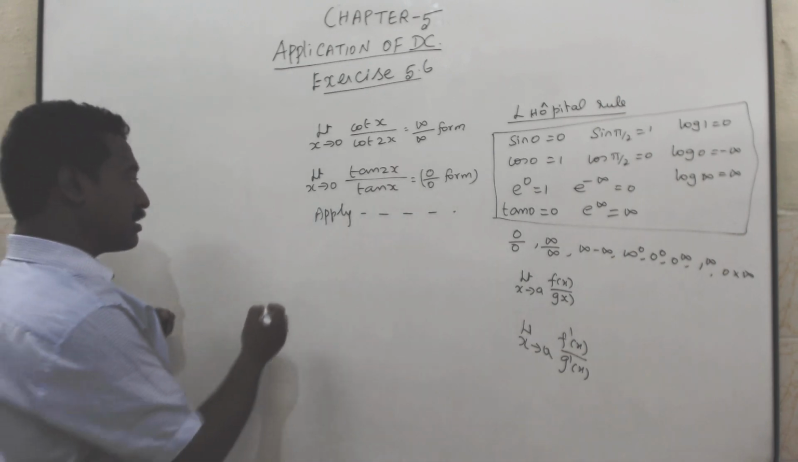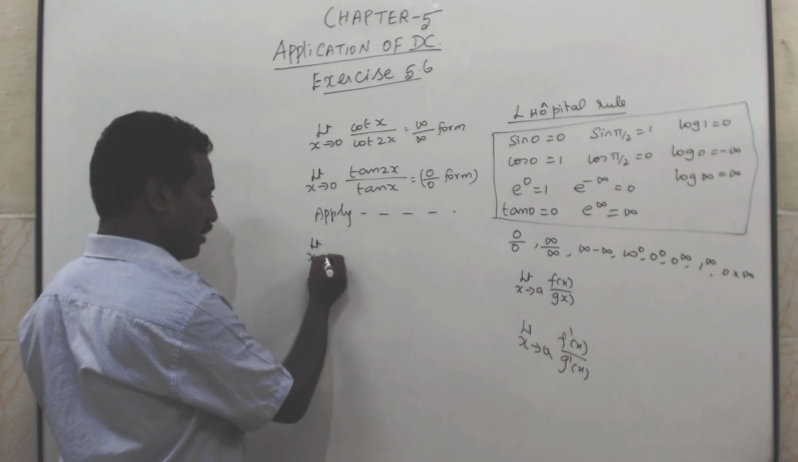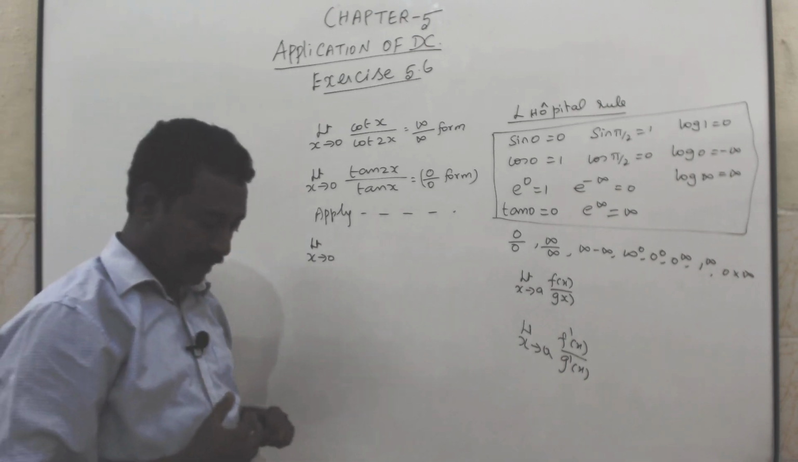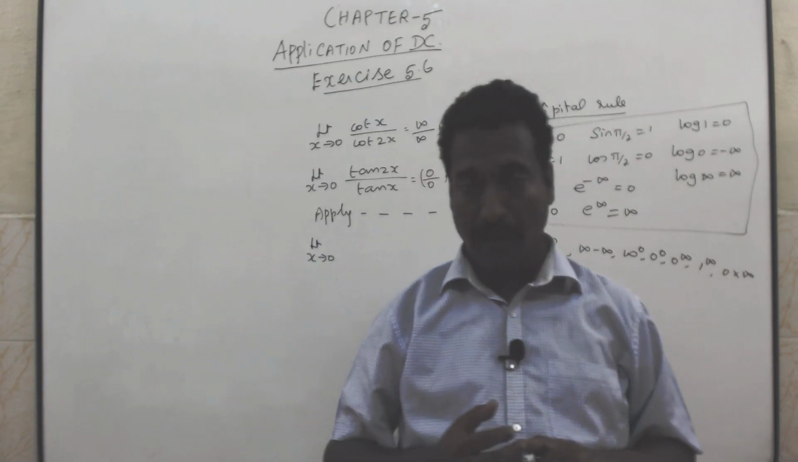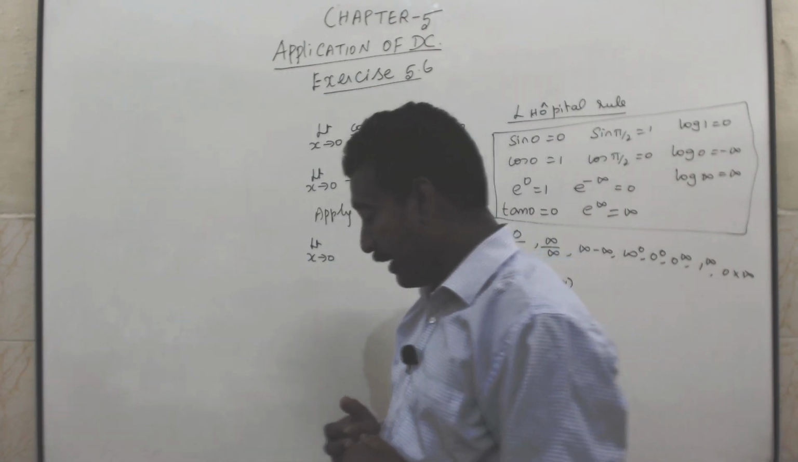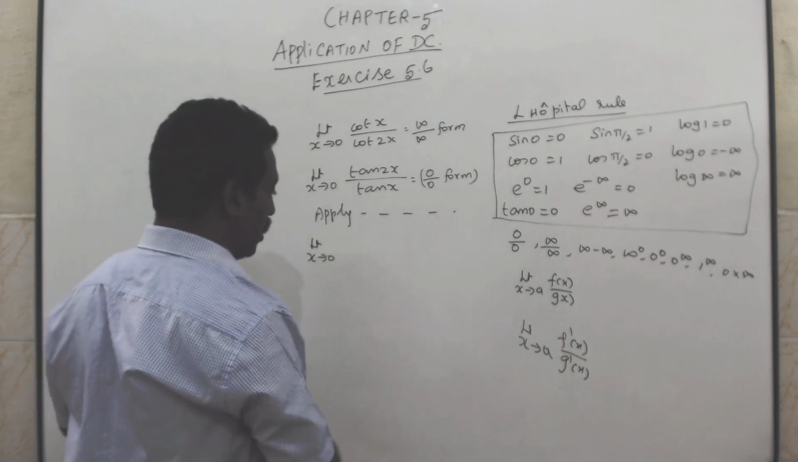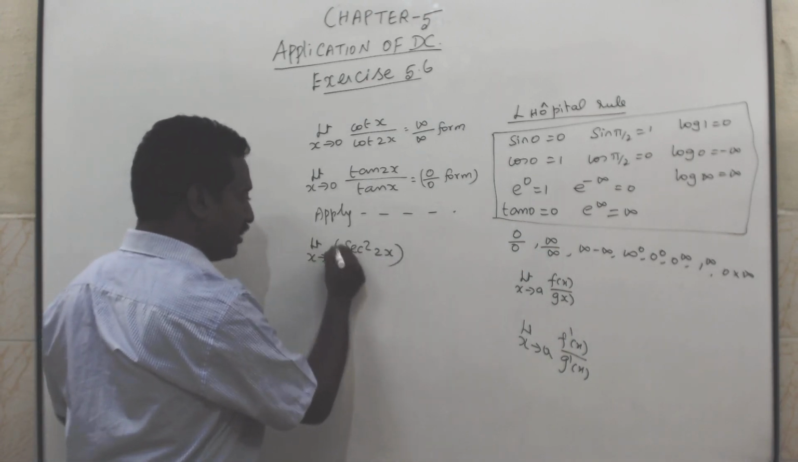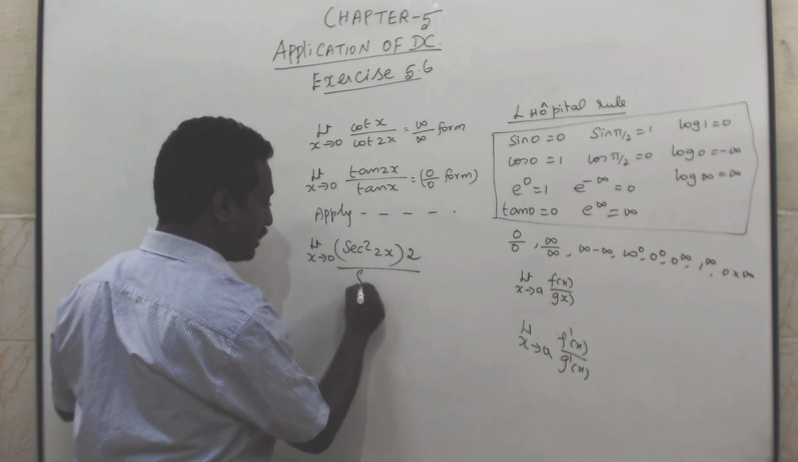Limit x tends to 0. Apply L'Hospital rule, which means differentiate the numerator separately and the denominator separately. What is the numerator in the problem? Tan 2x. The differentiation of tan 2x is secant square 2x into 2, divided by secant square x.